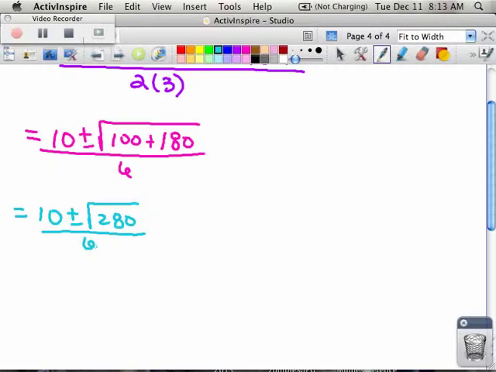So now we go back to this question of, can we simplify that square root symbol or not? So I asked myself, is there any perfect square that goes into 280? First one I'll check is 4, then I'll check a 9, then I'll check a 16, if I can't find one right away. 4 goes into it? Yes. Only 4, okay. So if we look at the 4, I will have 10 plus or minus the square root of 4 times the square root of 70, and that's all over 6.